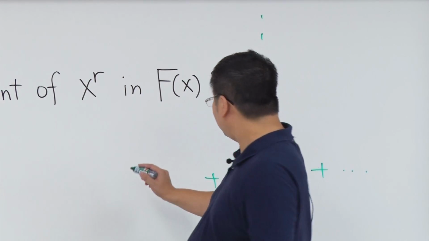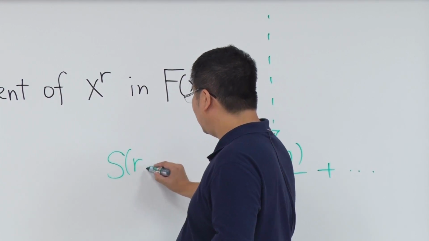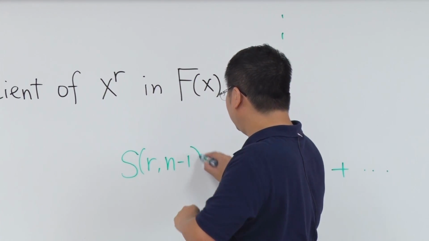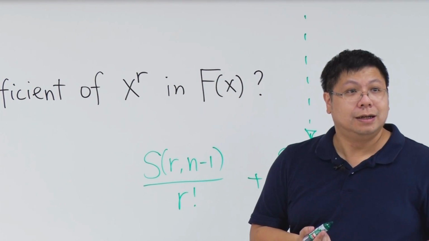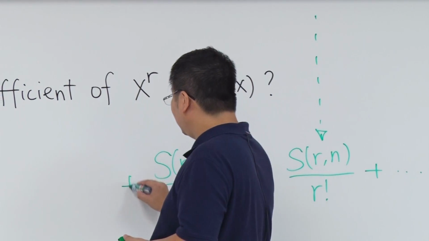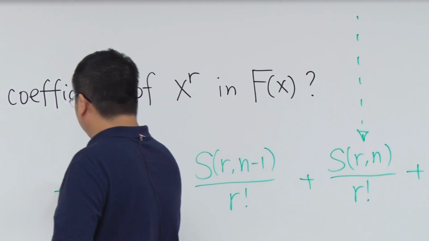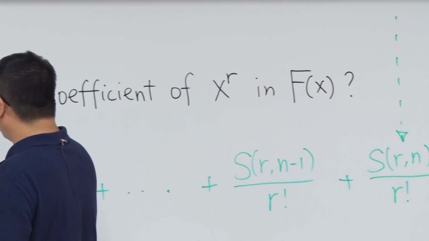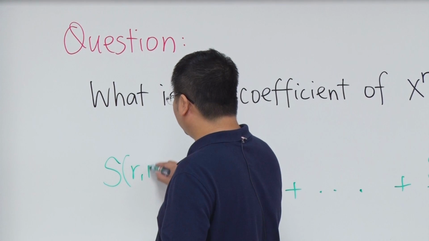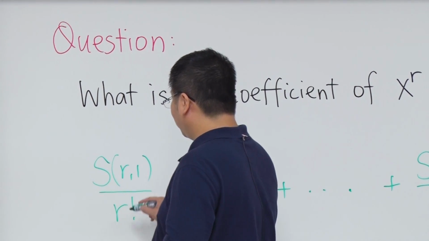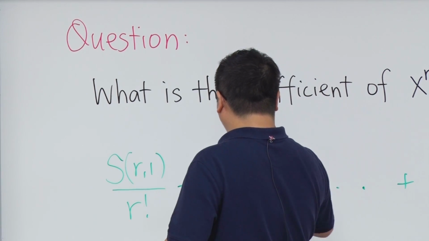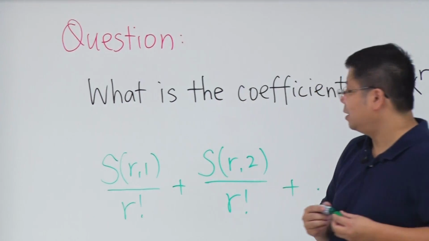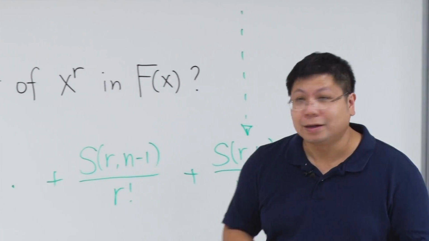The previous term would be SR(n-1) divided by r factorial. So the first term will be SR1 divided by r factorial, and the second term SR2 divided by r factorial. Is that okay?